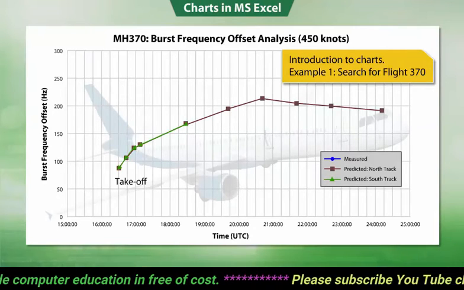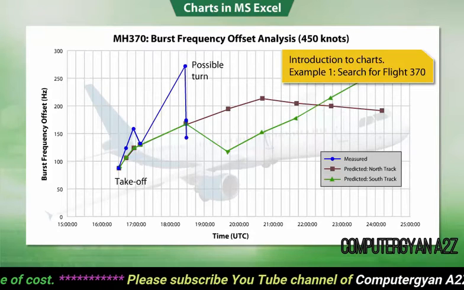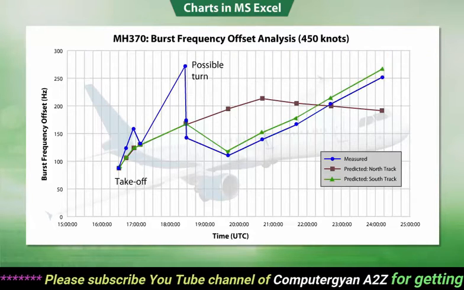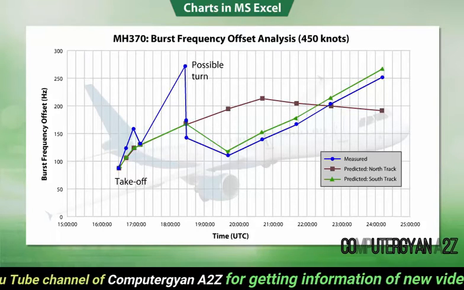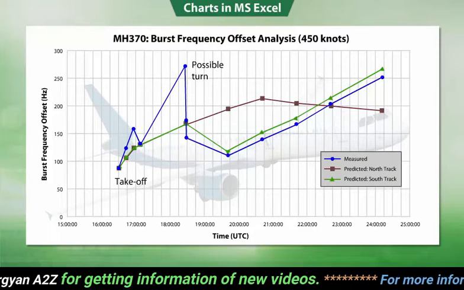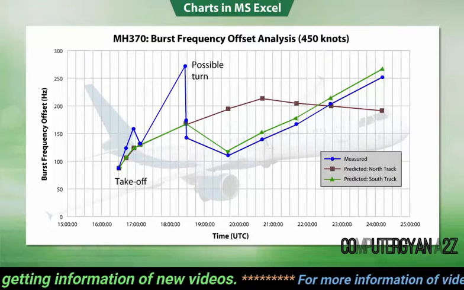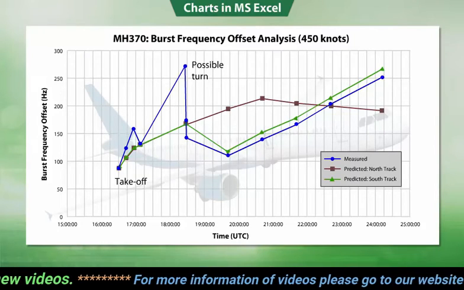World's aviation history is the strange disappearance of flight MH370. On the night of 8 March 2014, while flying from Kuala Lumpur, Malaysia to Beijing in China, several theories emerged to explain this sudden disappearance.